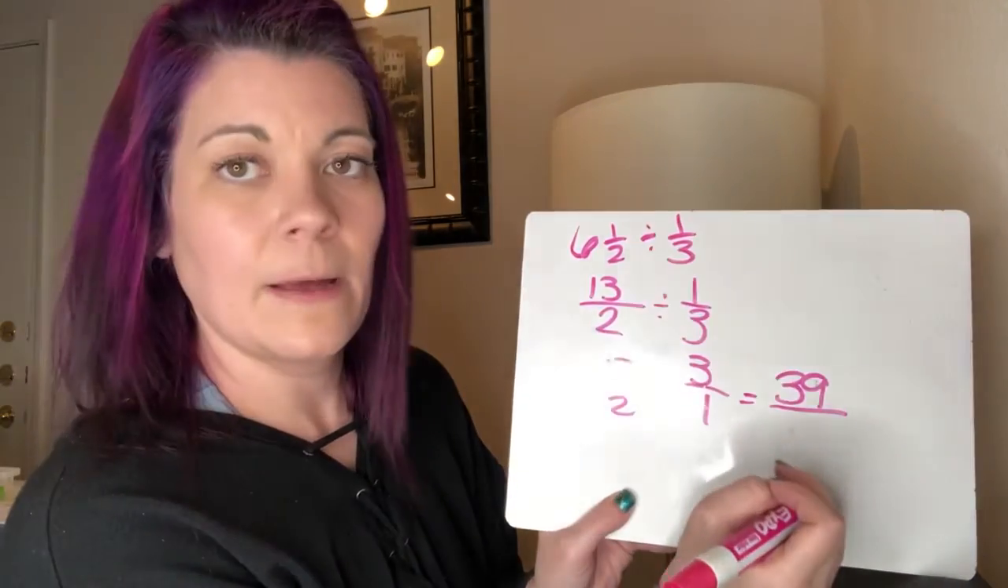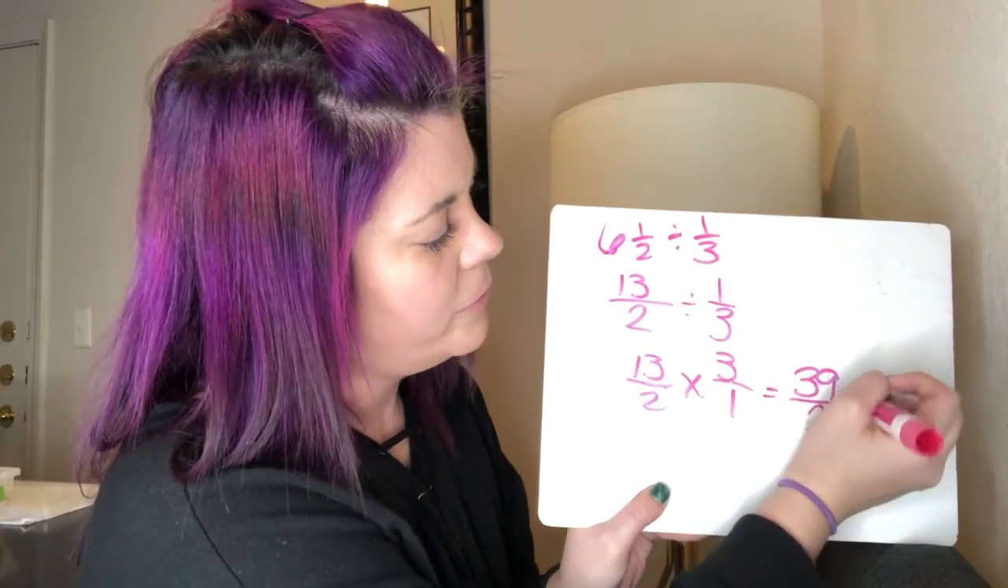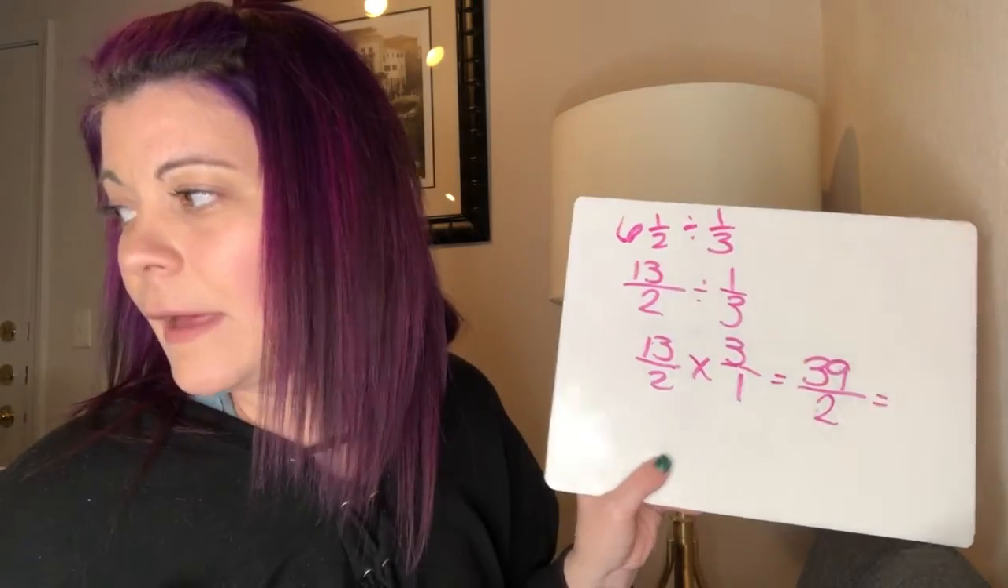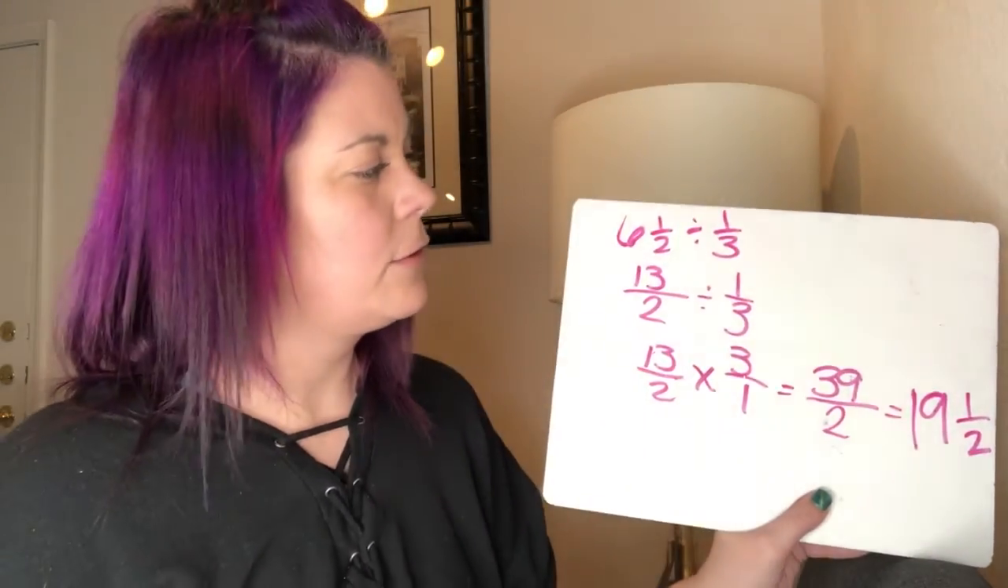Neither do 3 and 2, so we just multiply straight across. 13 times 3 is 39, and 2 times 1 is 2. So 2 goes into 39 19 times. 19 times 2 is 38, so that's 1 left over. So 19 and a half. And that is how you multiply and divide mixed fractions.